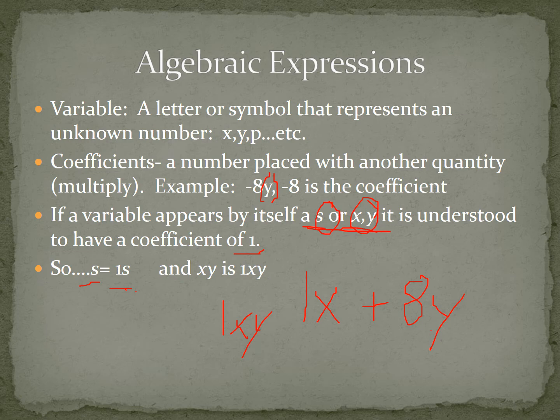Always, if a variable is by itself, so any of these letters here, the s, x, or y, it's understood that the coefficient is always 1. Okay, so it's just by itself. So an s by itself really is like 1s, or xy is 1xy if they're next to each other. Because you could have x plus 8y, and that would be different. This coefficient is 1, this one is 8.